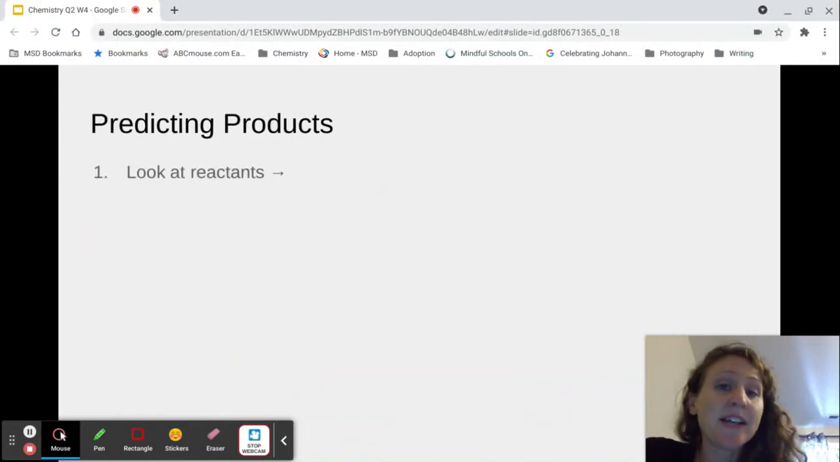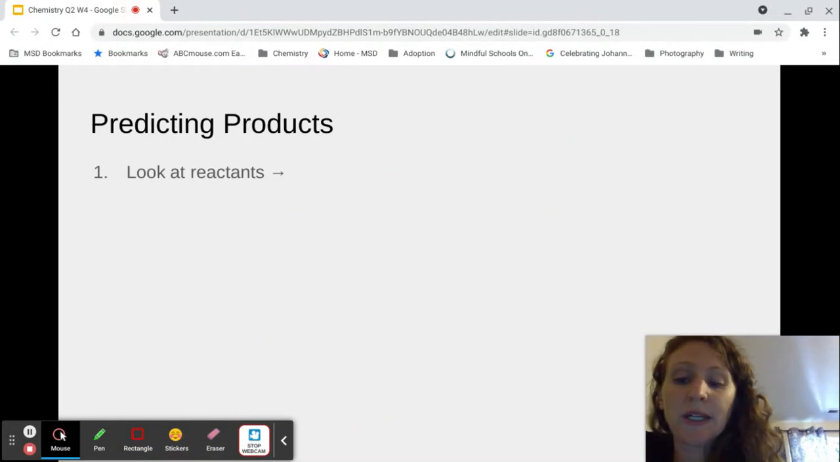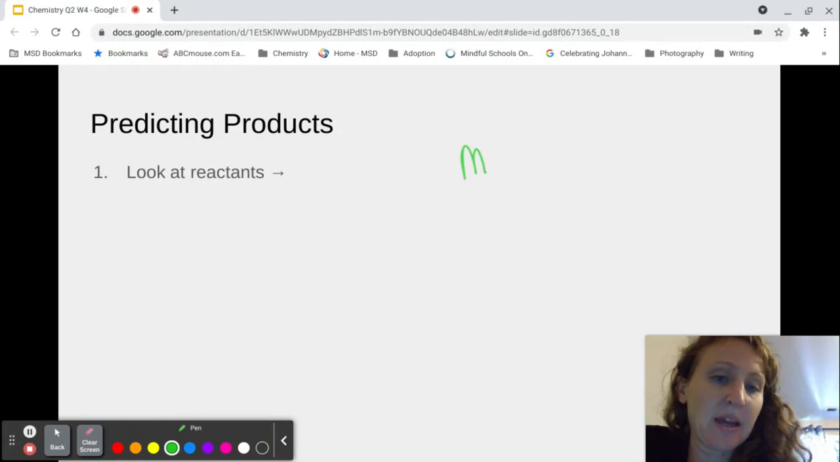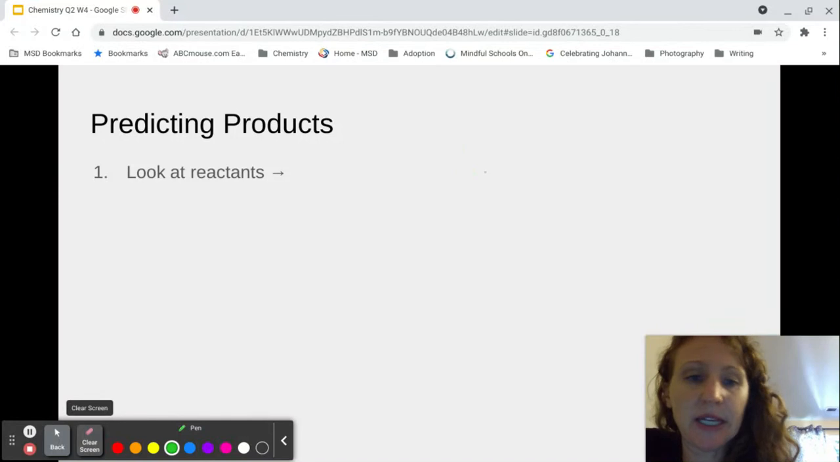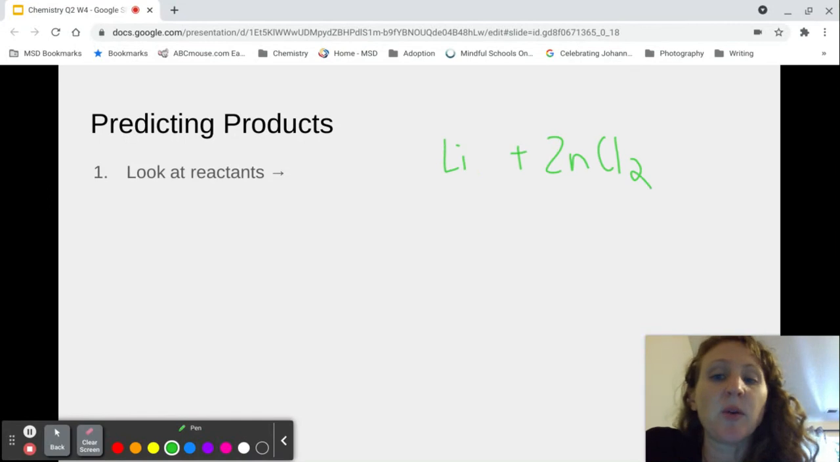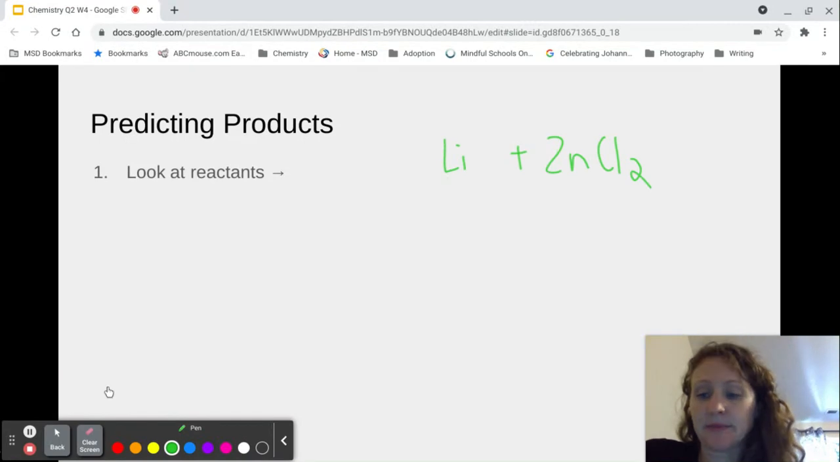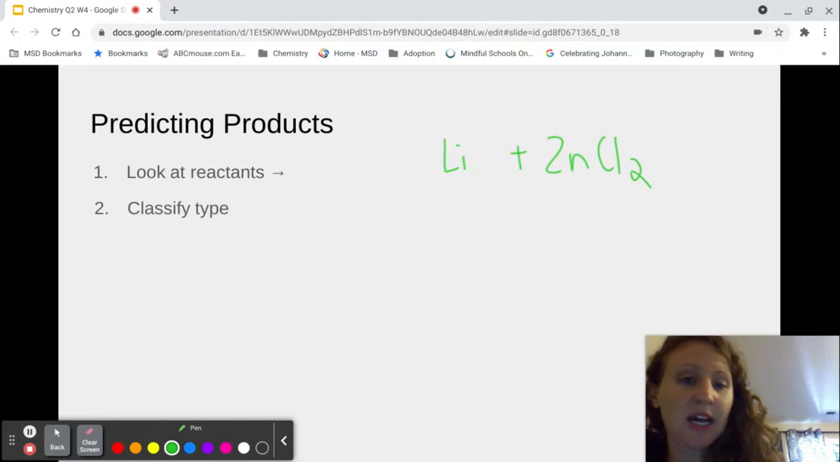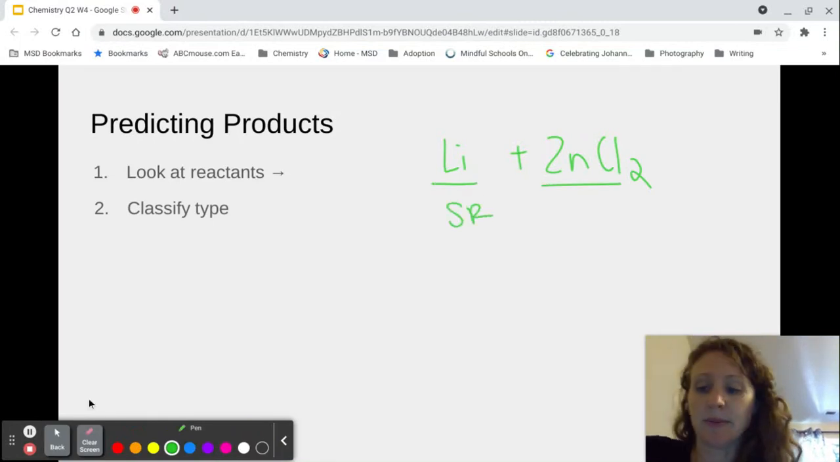All right, so as you're predicting products, here are the steps. Step 1, you're going to look at the reactants that you have. Let's say we do have, let me give you a specific one, like lithium and zinc chloride. Okay, so we're going to look at the reactants. We're going to classify the type of the reaction. I have an element plus an ionic compound. This is going to be a single replacement reaction.